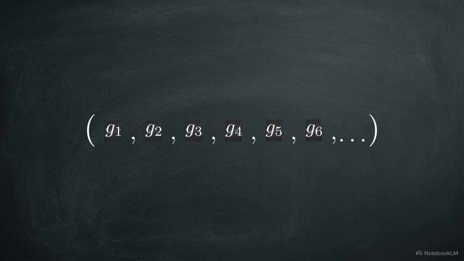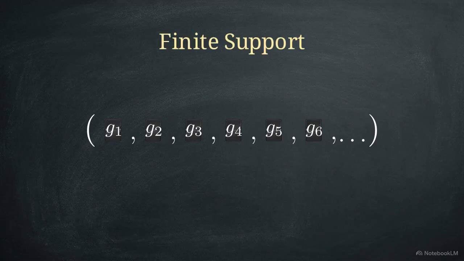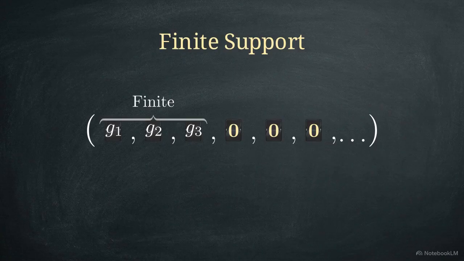If you construct an infinite tuple, that tuple is only a valid element in the direct sum if all but a finite number of its coordinates are exactly 0. We call this property having finite support. You can have non-zero elements at the beginning, but eventually the tuple must flatline into an endless string of zeros.